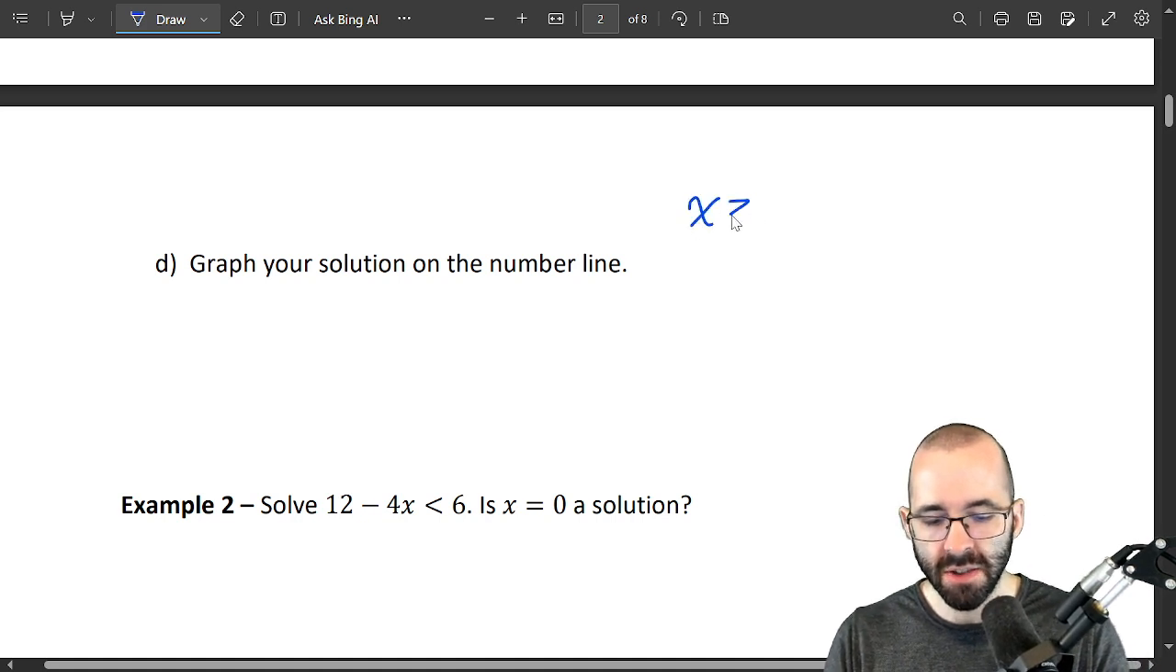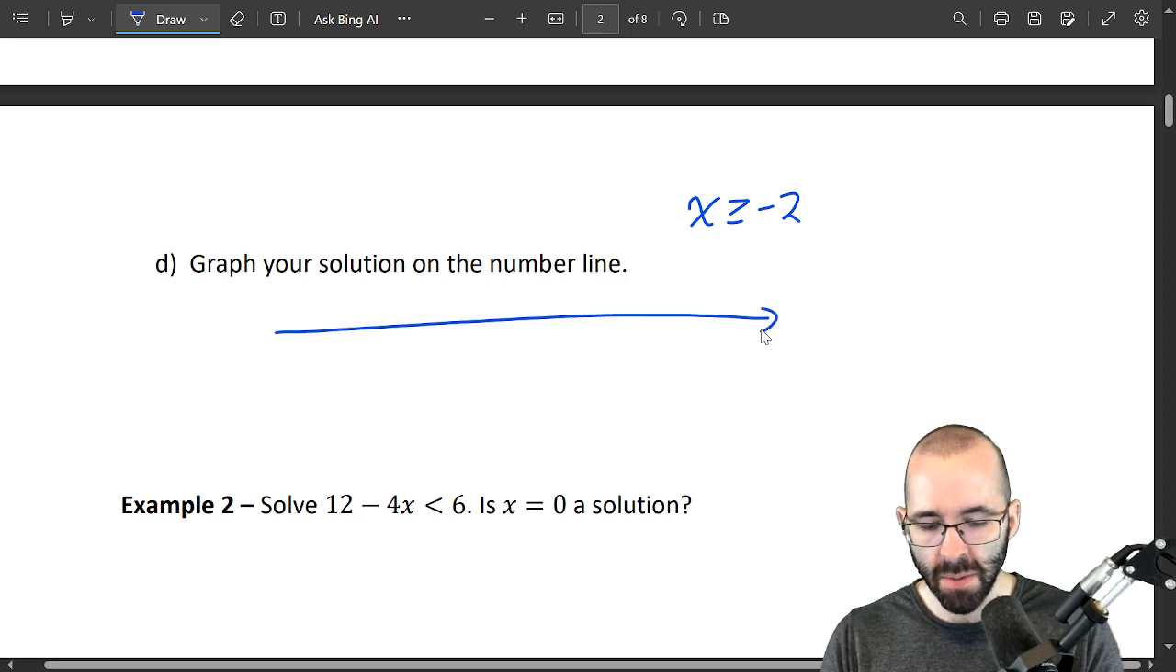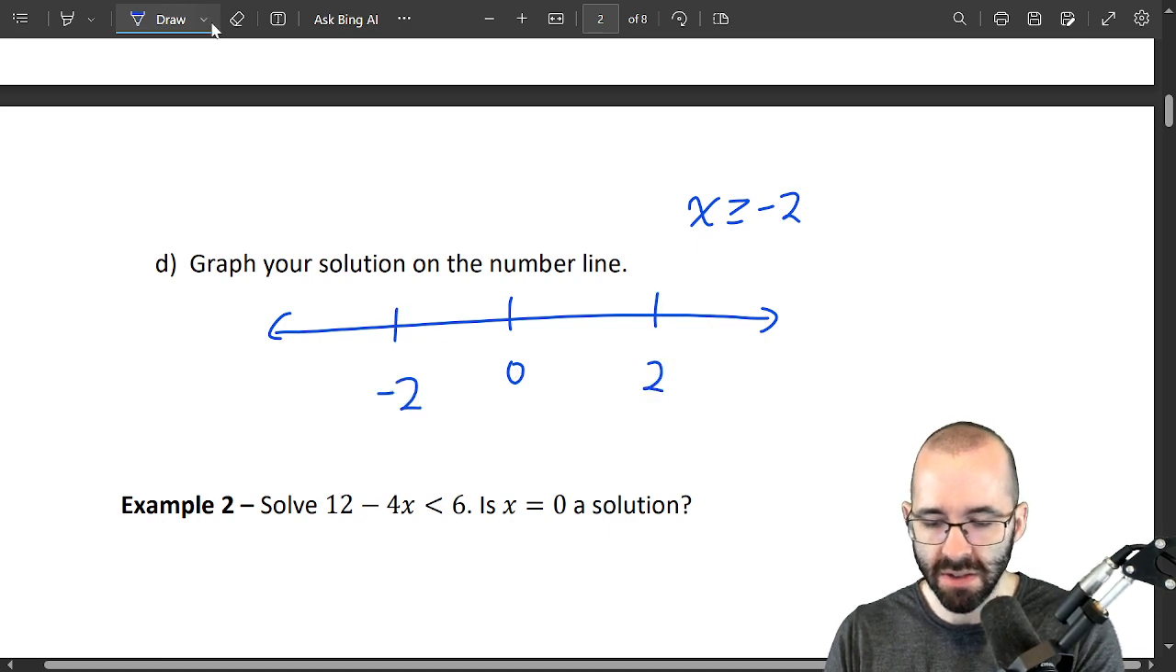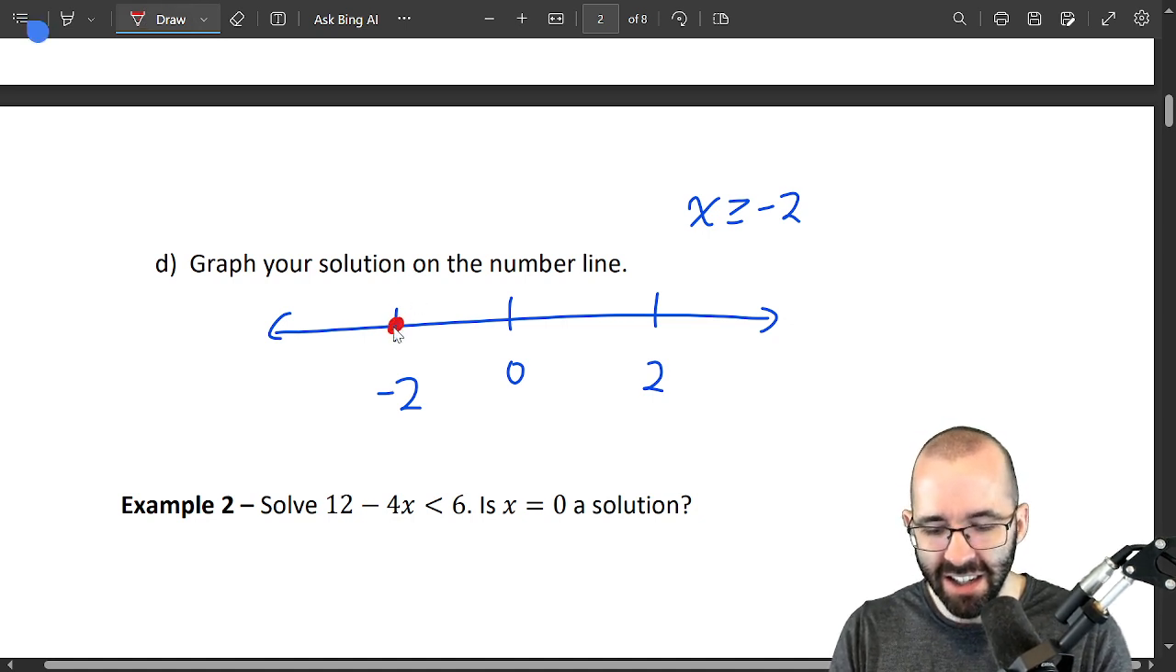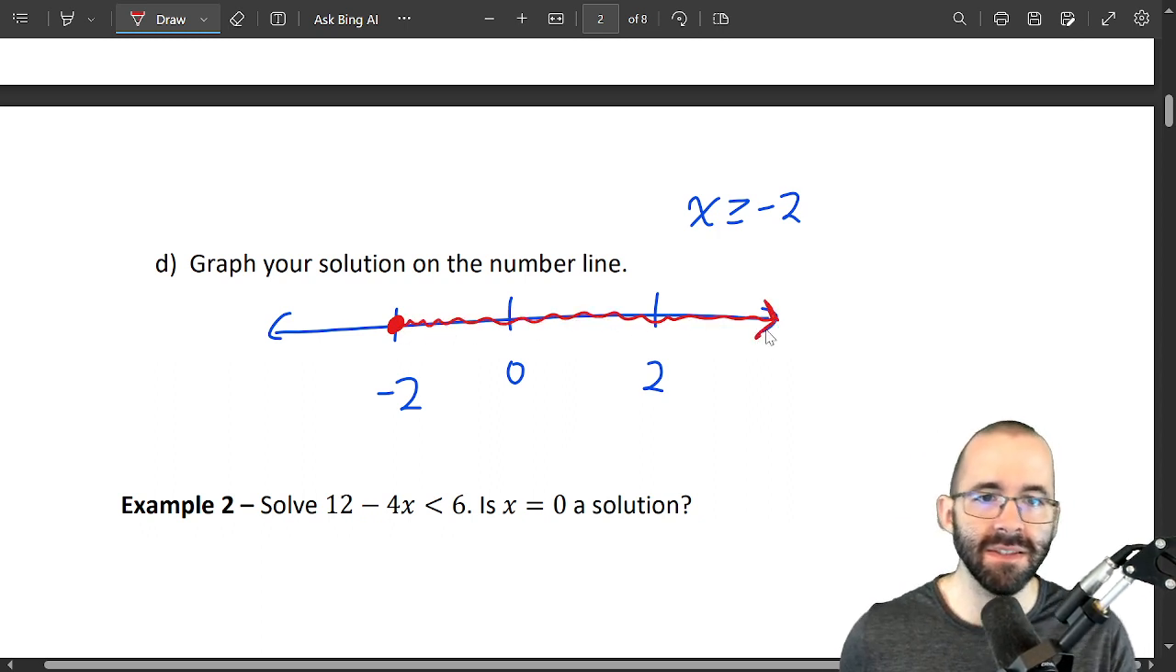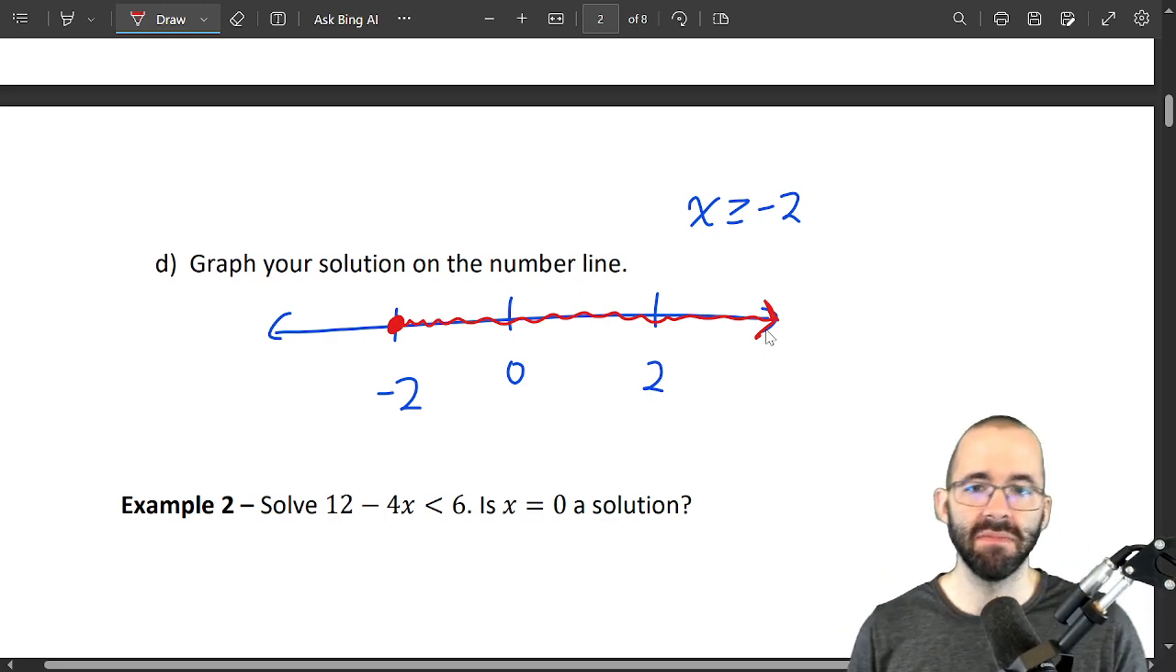Graph your solution on the number line. We said our answers were everything bigger than or equal to negative 2. So on a number line, maybe this is 0, maybe this is 2, maybe this is negative 2. We can graph it as everything to the right. You can use a bracket. Sometimes we use closed circles. I actually don't remember which one we used in this class. Circles or brackets? I don't know. You could graph it like this.